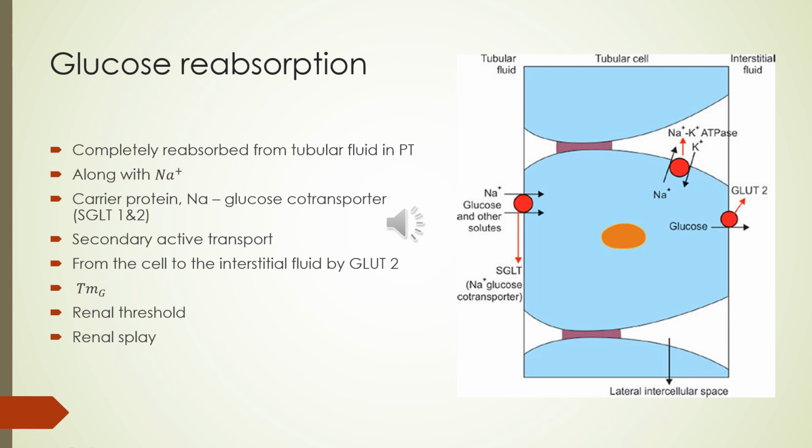Now, renal splay is the difference between these two values, the difference between the saturation and the filtration. And this renal splay happens because all the tubules are not equally functional. The transport maximum value may not be the same for all tubules, and the filtering capacity will not be the same for all tubules. So the difference in the reabsorption and filtration capacity results in renal splay.